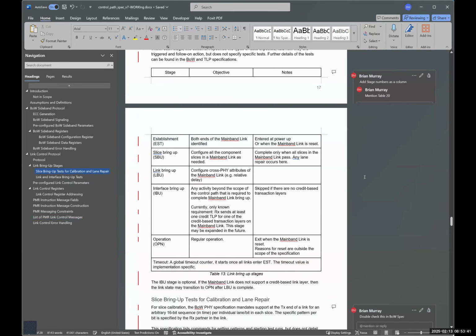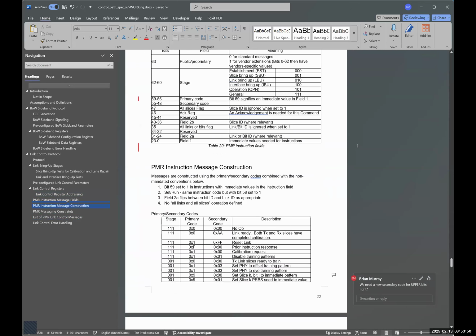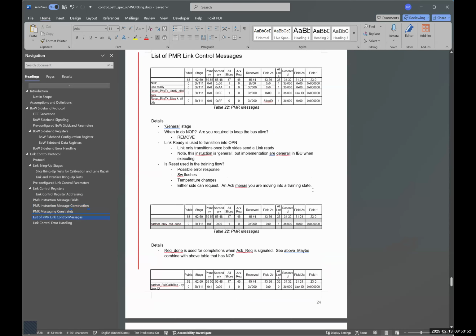Yep. So you'll probably go into the establishment state. Okay, so that means something in our document. So this transitions the link back into EST. Yeah, you could put it that way. Yes. Okay.